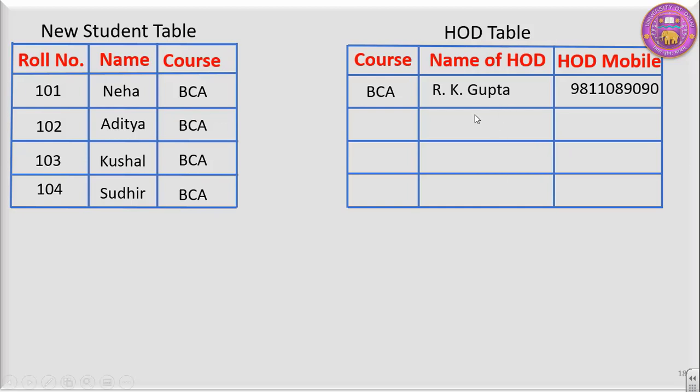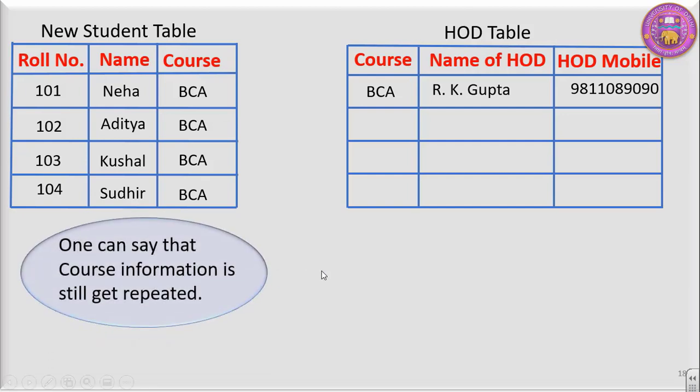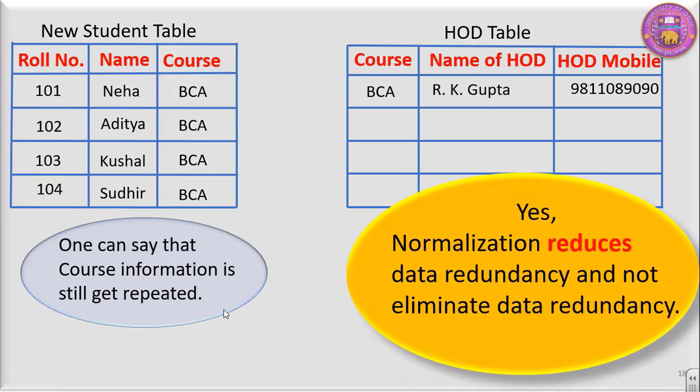But in this case, the name of HOD and HOD mobile number appears only once. In the new student table, we see that the course gets repeated again. One can say that course information is still repeated. Yes, normalization reduces data redundancy and does not eliminate total data redundancy. So the purpose of normalization is to reduce data redundancy, but it does not totally eliminate complete data redundancy.